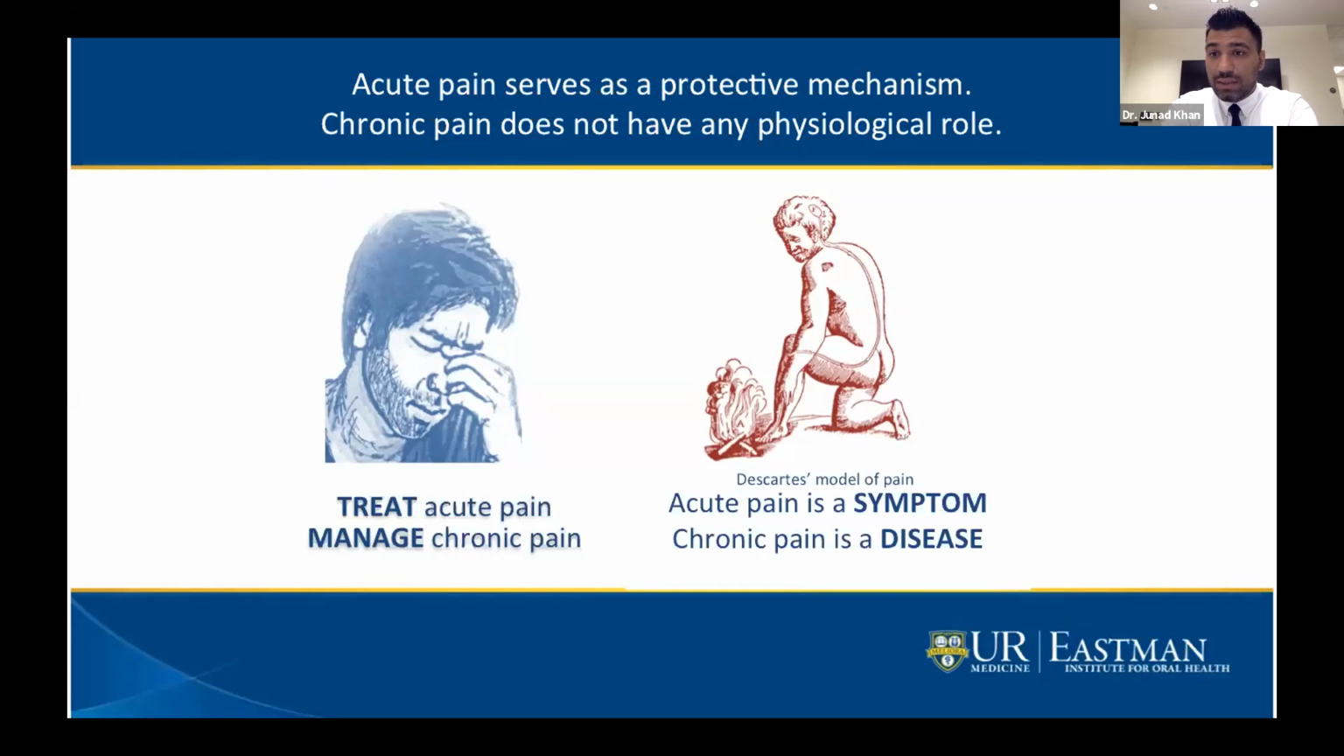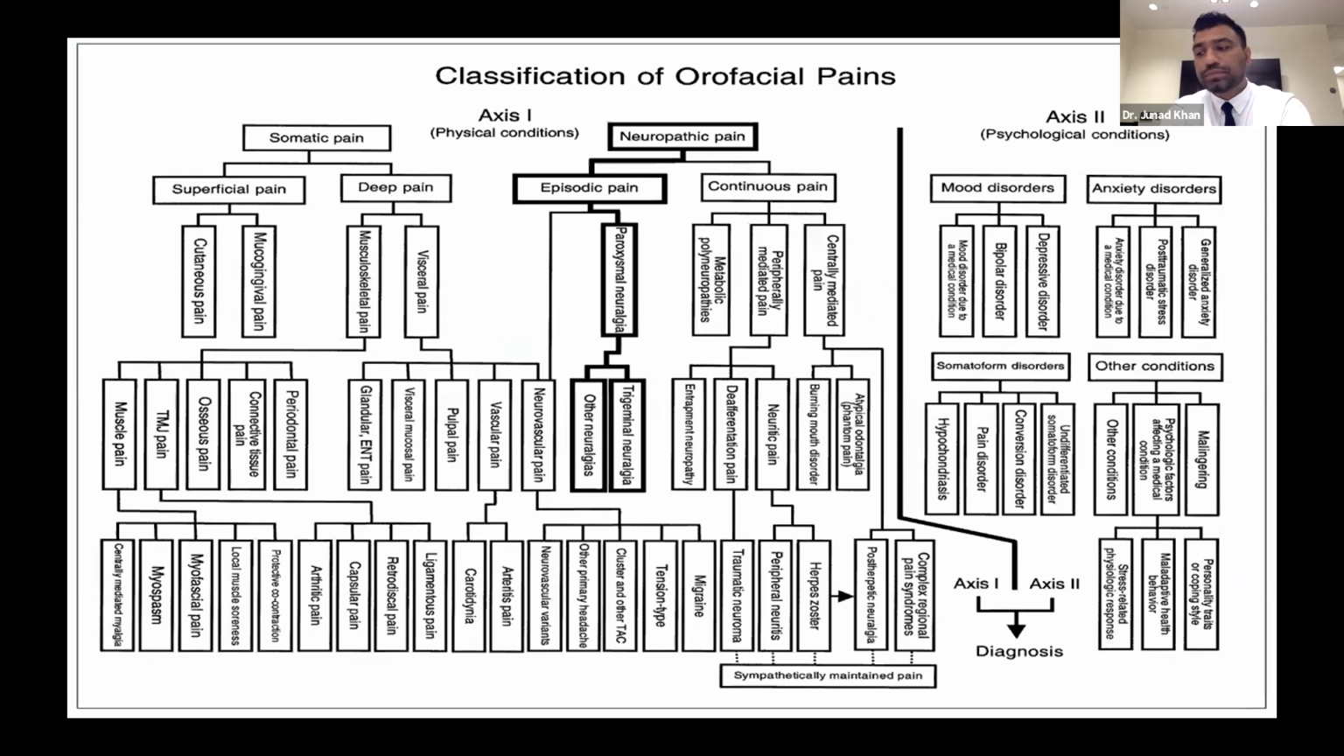Acute pain usually is a symptom that there's something going on. It's basically giving the body a warning signal that you need to take action. Chronic pain itself is a disease, and there's a lot of different chronic pain conditions out there that we just treat or manage, but we can't come up with a definitive treatment option for it.